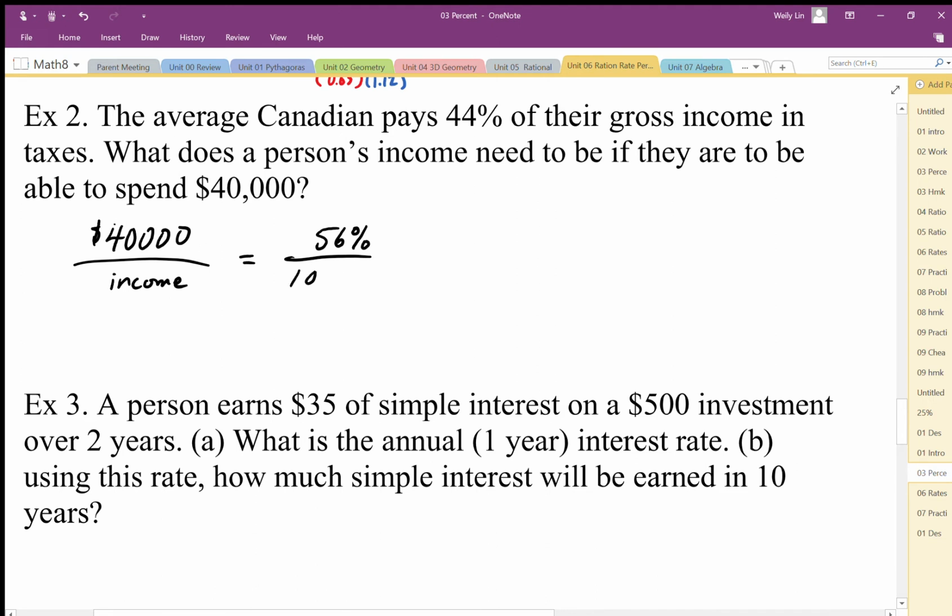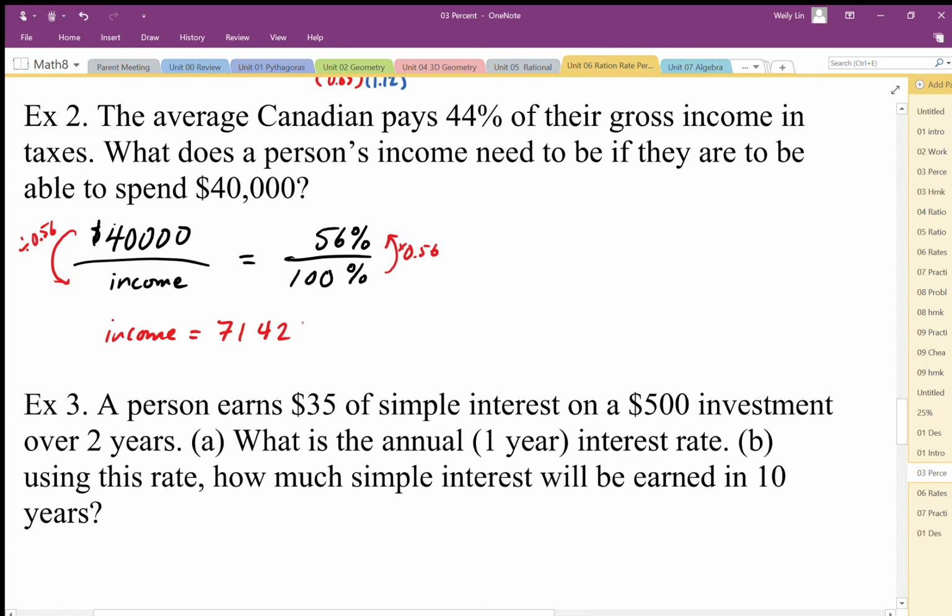So the $40,000 is not what I took off, it's what I have left over, so I have to convert that into 56%, and my income then becomes my 100% comparison. So once I've set up this ratio properly, I can then use that decimal multiplier. And I'm going in the opposite direction, so I'm going to divide by 56%. So 40,000 divided by 56% gives me approximately an income of about $71,000.